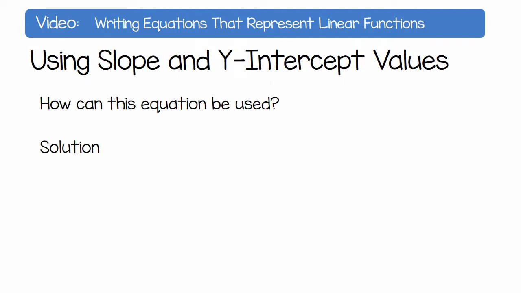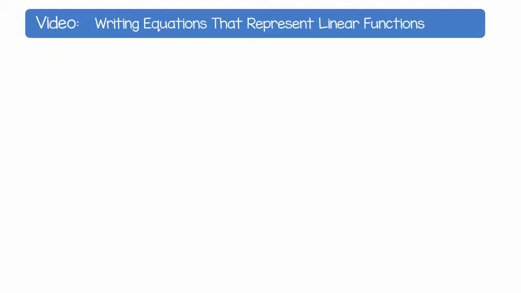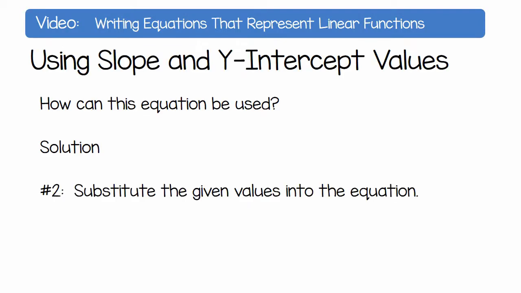Now, let's take a look at the solution. In the equation y equals mx plus b, m represents the slope and b represents the y-intercept. But what do we know from what was given? We know that we could substitute the slope value into the equation. We were given the y-intercept value. We could substitute that into the equation. So our equation would become y equals 2 divided by 7 times x minus 4.